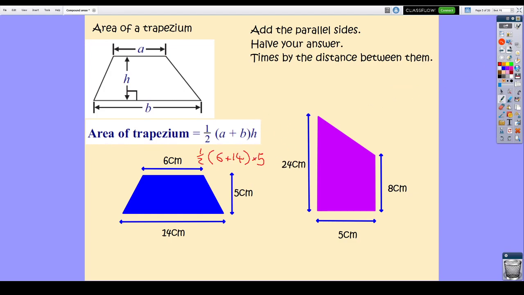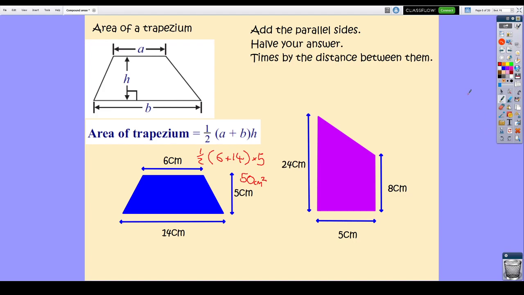Now think back to your BIDMAS here. We're going to need to do the brackets first, the 6 plus 14. That gets us 20. We're then going to need to either times by 5 or half. They're all multiplications there, so it doesn't really matter on the order of the set of multiplications, but a half times 20 times 5 is going to give us 50 centimetres squared overall.